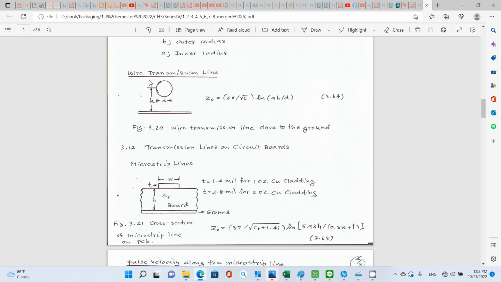The next one is the wire transmission line. If you have the conductor above the ground edge, and the wire has dimension or diameter d, this is your Z0.